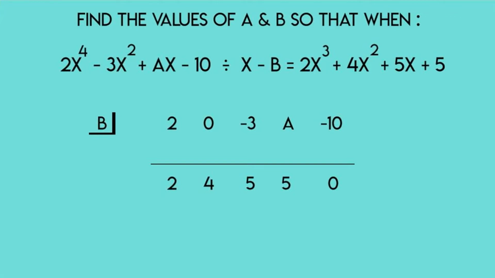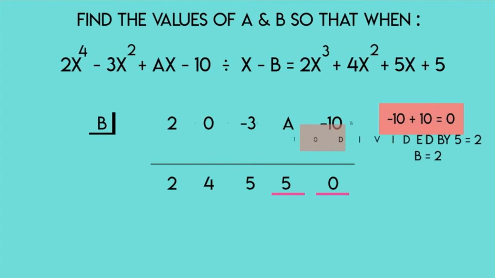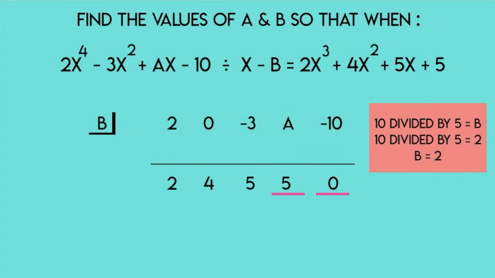To solve for b, we should look at our remainder, which is 0. It means that the last coefficient on the first line, which is negative 10, is added by its reverse number, which is 10. Since we have our constant term, which is 5, we need to divide 10 by 5 and get b, because we need to find a number that when you multiply to b, it will give you 10. So 10 divided by 5 is 2, so b equals 2.